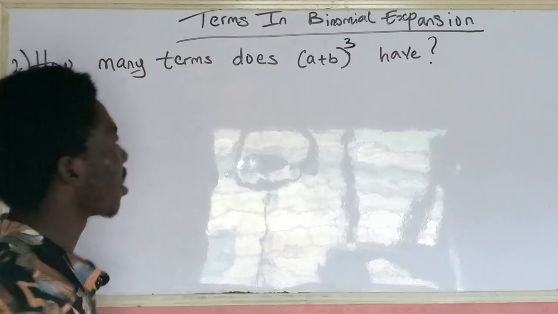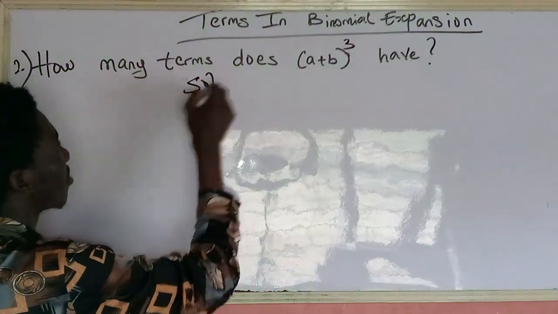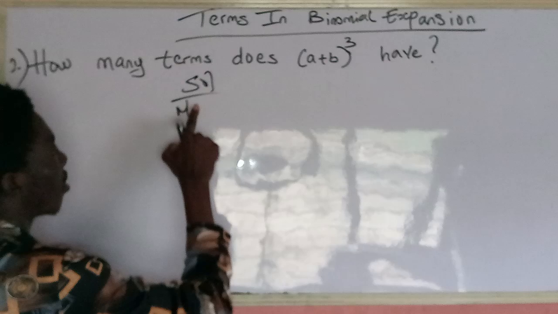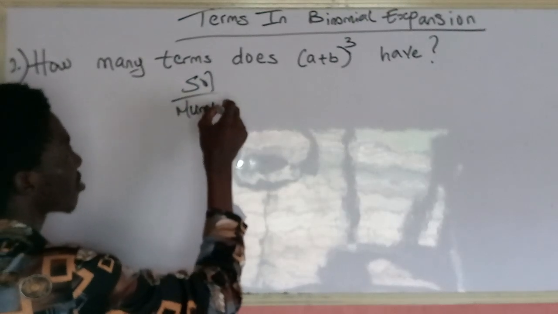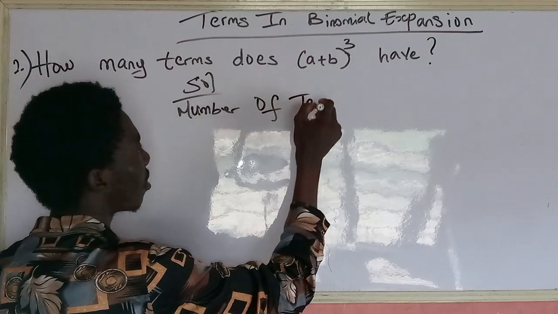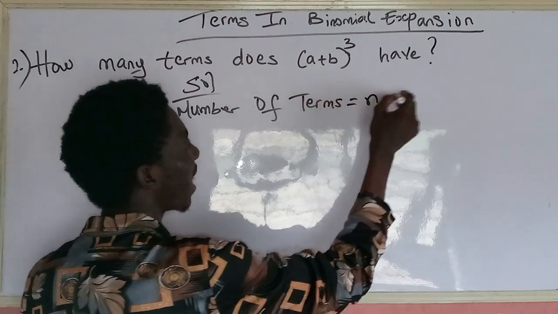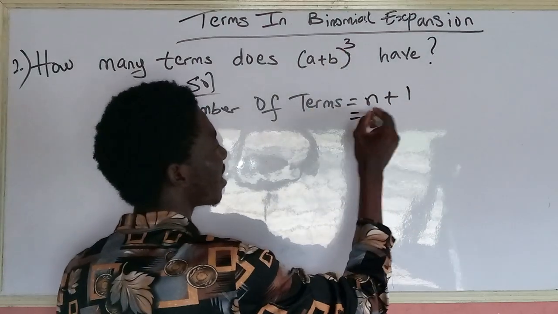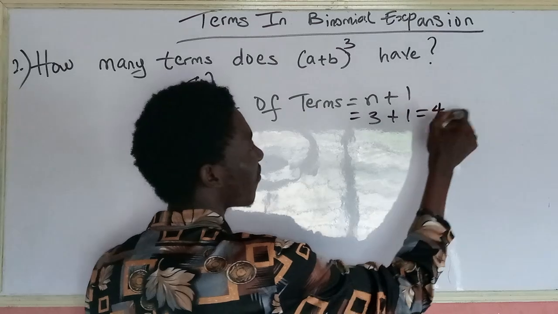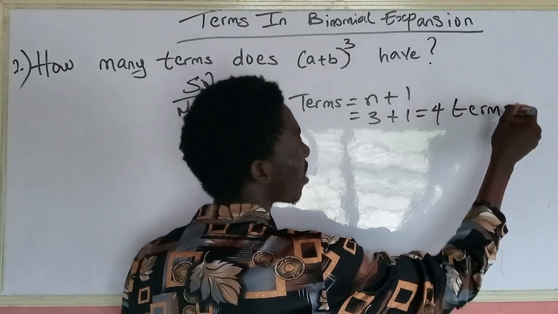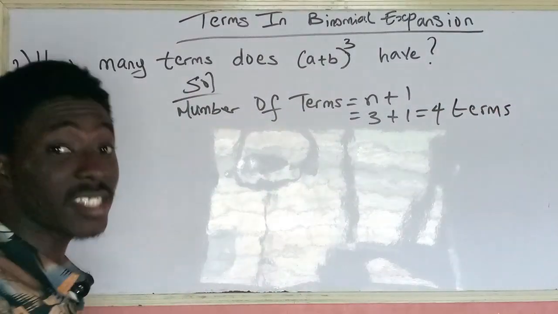Let's check for this. Answer. My number of terms will be what? n plus 1. What is n? 3, plus 1. That is what? 4 terms. You can see we have 4 terms. But let's check it out.